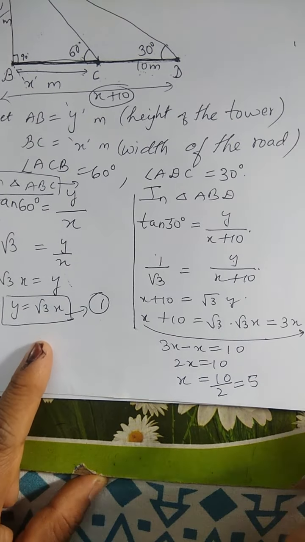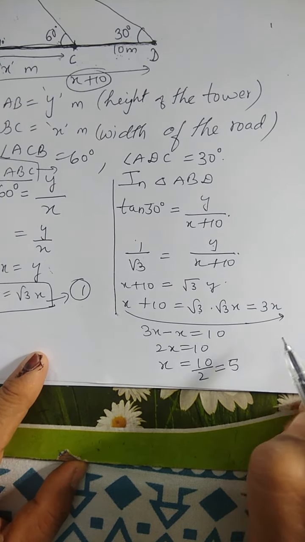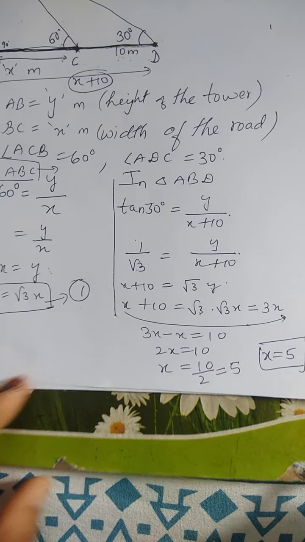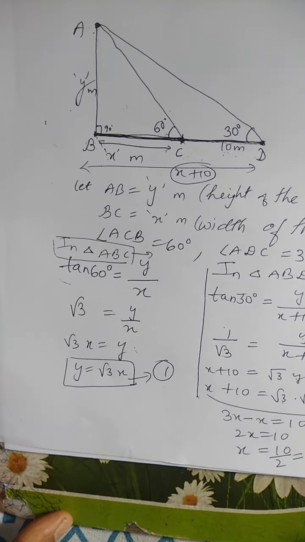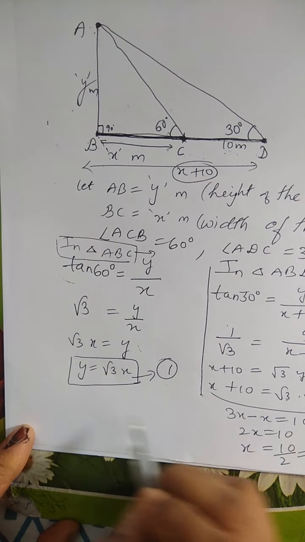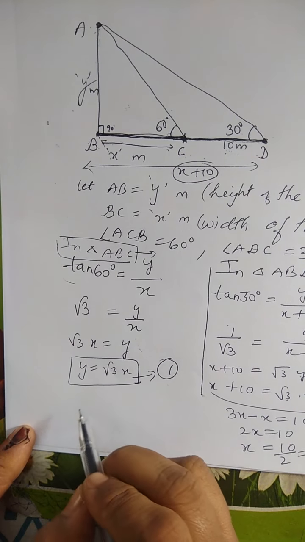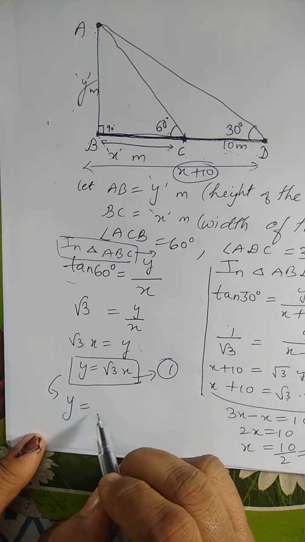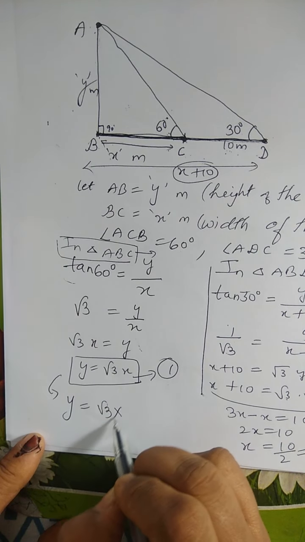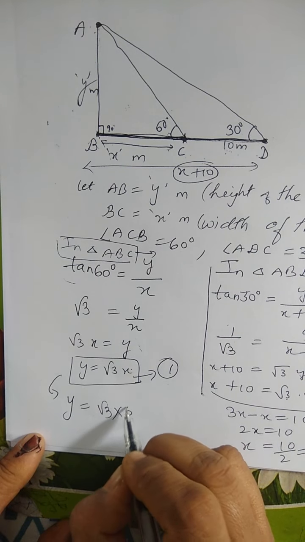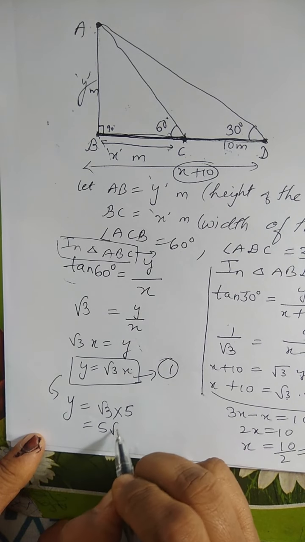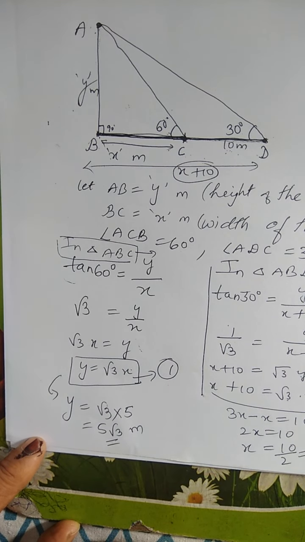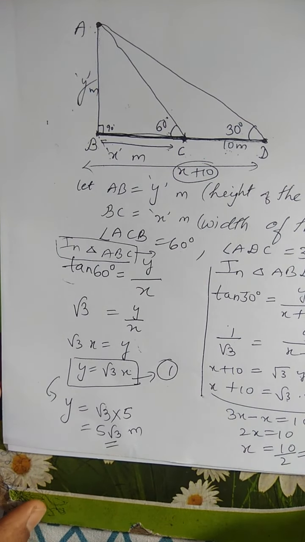So the value of x we got is 5. Now we have to find the y value. The x value is 5 meters. Put the x value here: root 3 into x, which is 5. So we got 5 root 3 meters. So what is x and what is y? You should write the answer.